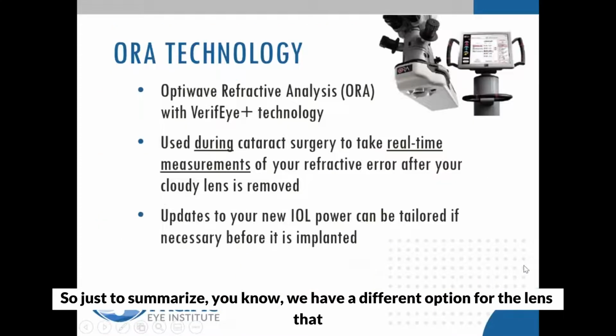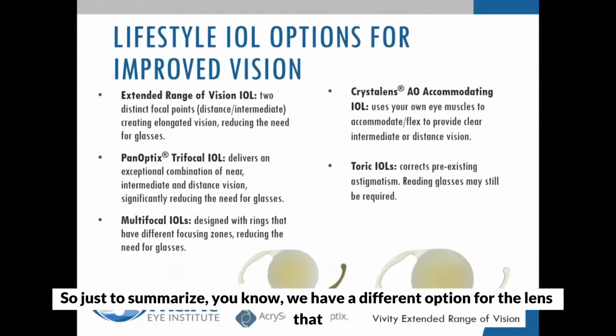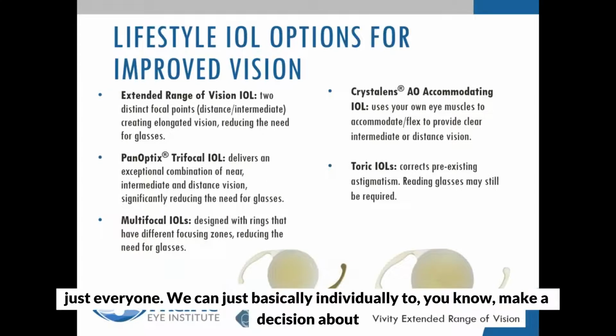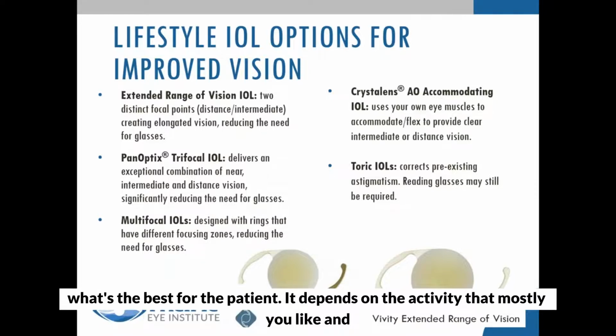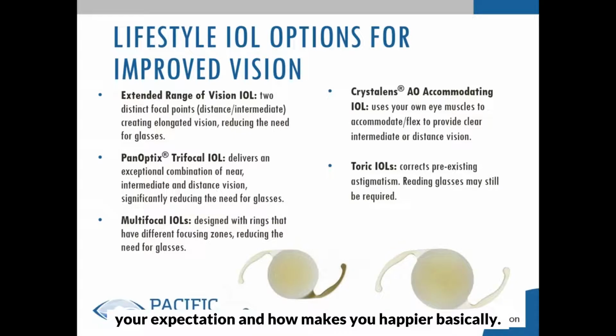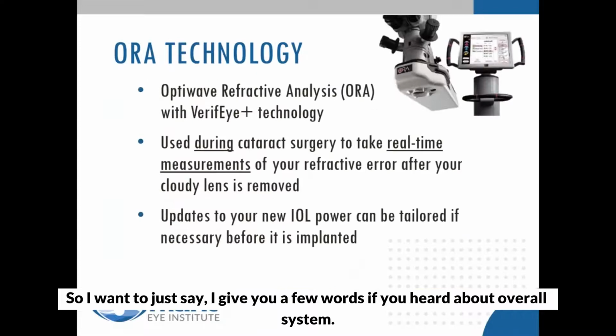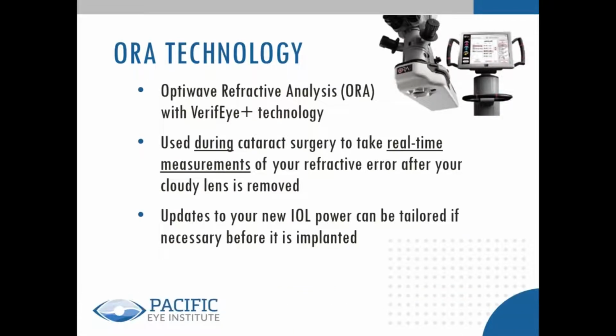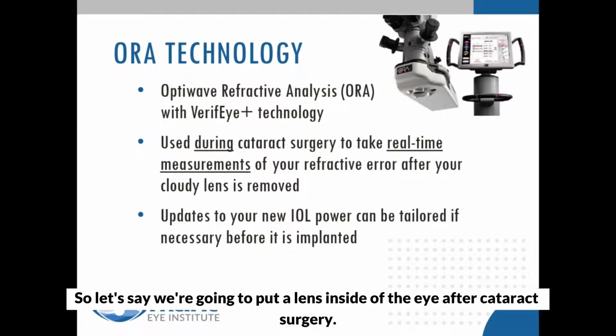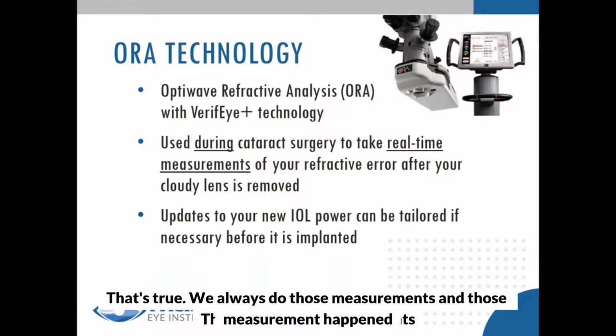So just to summarize, we have different options for the lens, and we can individually make a decision about what's best for the patient. It depends on the activity that you mostly like, your expectations, and what makes you happier, basically. I want to give you a few words in case you heard about the Aura system. Let's say we're going to put a lens inside the eye after cataract surgery. There are some measurements for this lens. That's true, we always do those measurements.